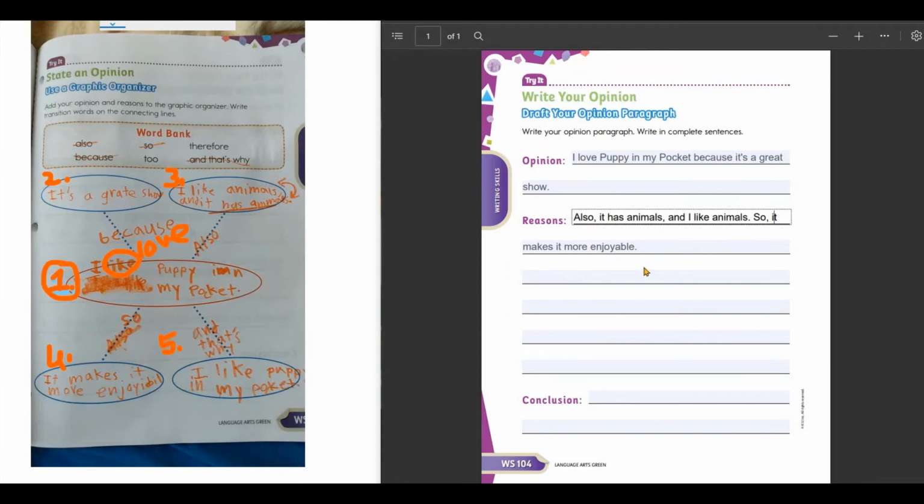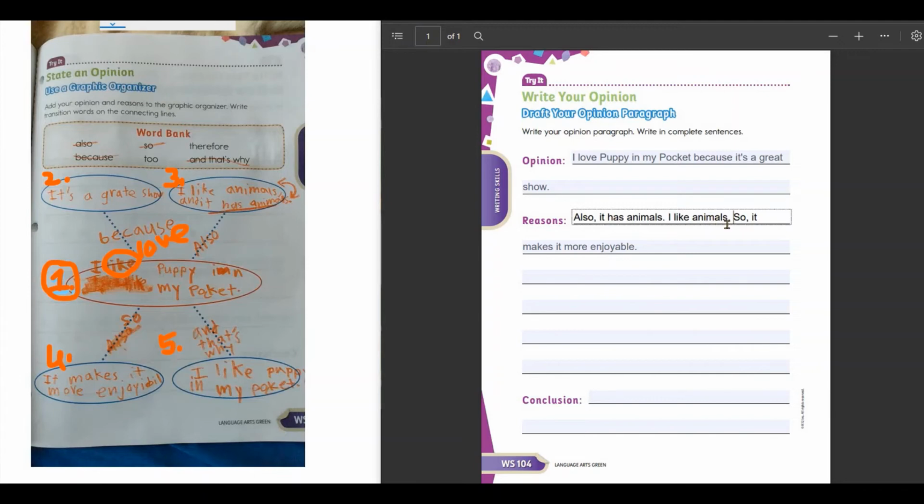Alright, since you're in first grade, maybe I shouldn't mention this, but normally how we would write this is we'd connect so with the previous sentence. So instead of saying and I like animals, maybe you could connect it with I like animals, so it makes it more enjoyable. So you could say, also it has animals, period. Okay? Break this down into 2 sentences.